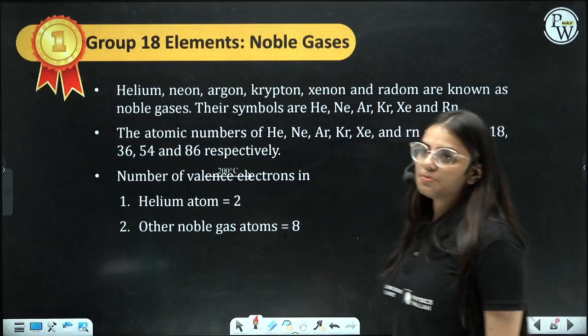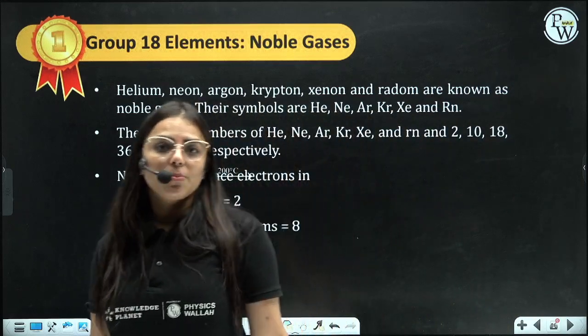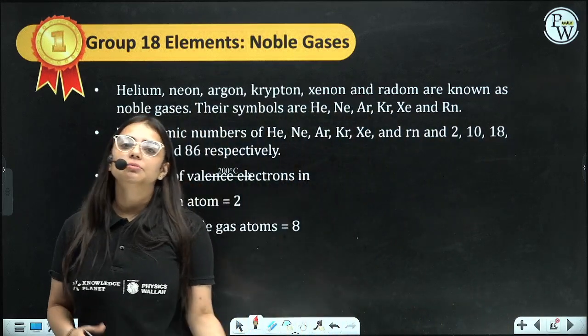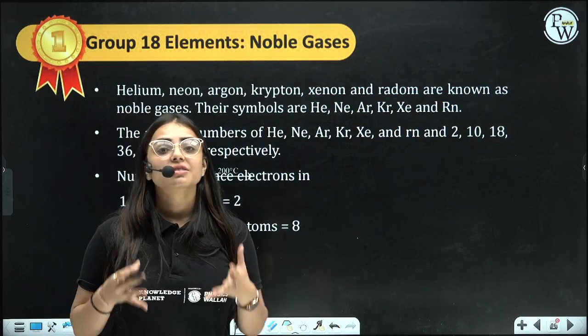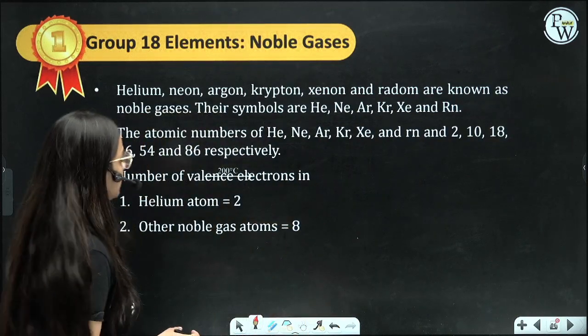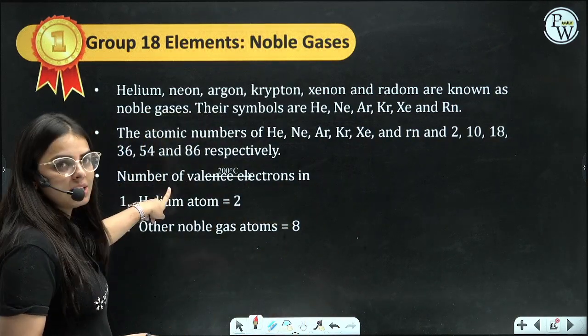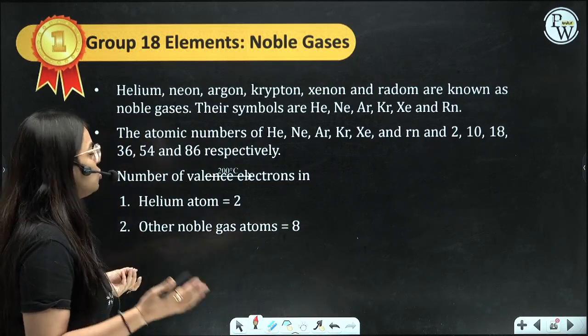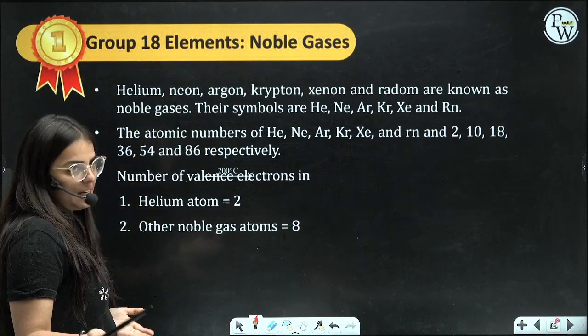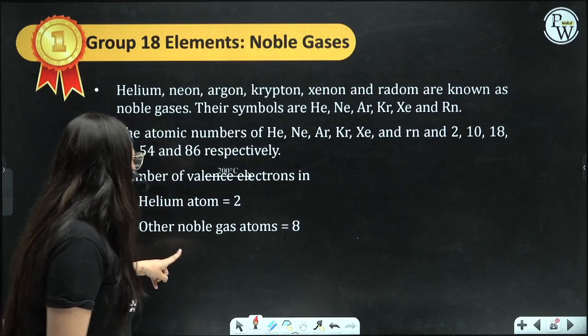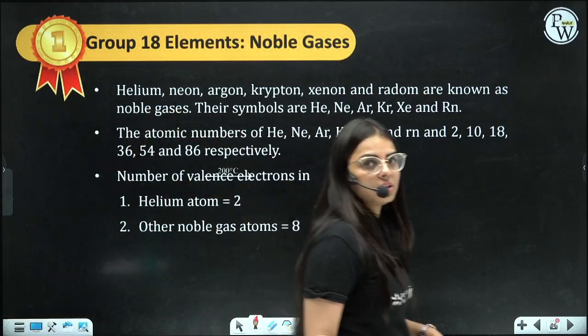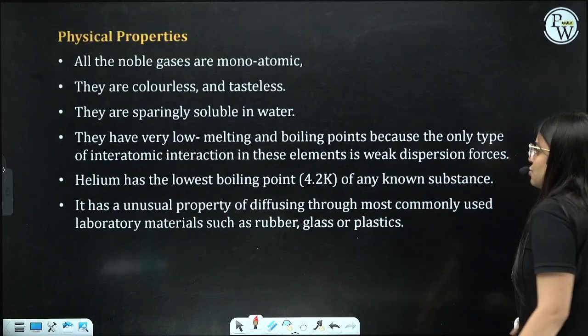Now comes the last part, that is group number 18 elements, the noble gases. Basically, helium, neon, argon, krypton, xenon all lie under this. These are known as noble gases. Their atomic numbers are 2, 10, 18, 36, 54 and 86 respectively. The number of valence electrons in helium is 2, while the outermost shell electrons for the others will be 8.